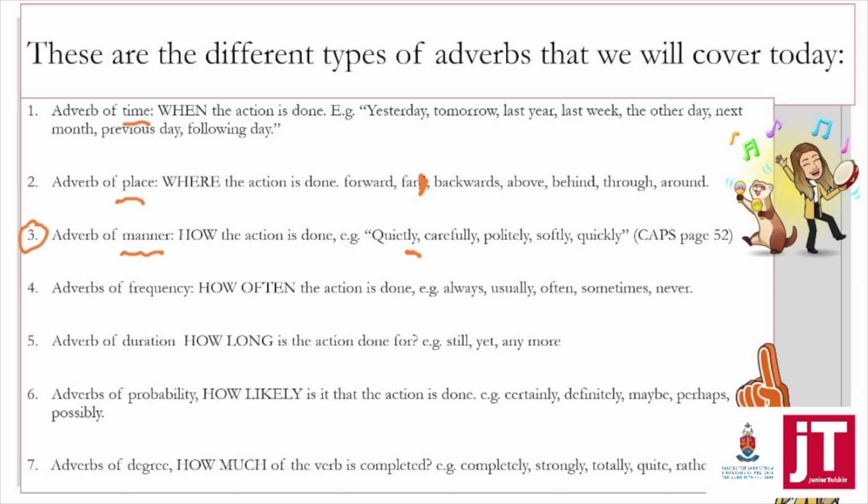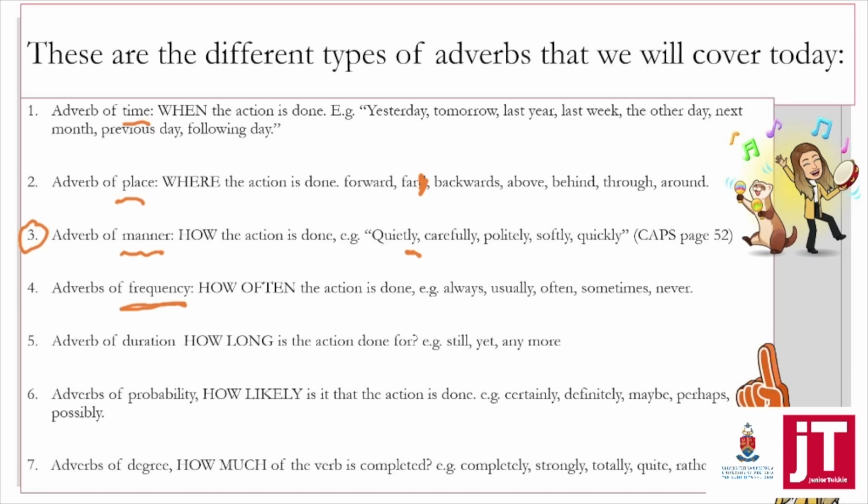Adverb of frequency, how often the action is done. Okay, I always swim, I usually swim, I often swim, I sometimes swim, and I never swim. Okay, so that's an adverb of frequency. How often do you do the verb in question?